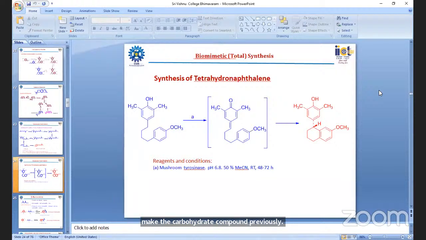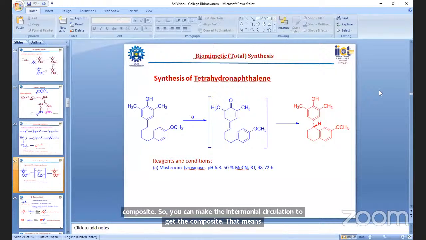Similarly, instead of the silver oxide, you can use the mushroom tyrosinase enzyme to make the same quinone methide. Previously I prepared the quinone methide using zinc chloride and DCM. Here I use silver oxide and zinc chloride for the intramolecular ring cyclization, whereas here I used mushroom tyrosinase at pH 6.2 to 6.8 in 50% methanol, acetonitrile. So you can make the intramolecular cyclization to get the carbocyclic. That means you can make this particular compound in the laboratory.